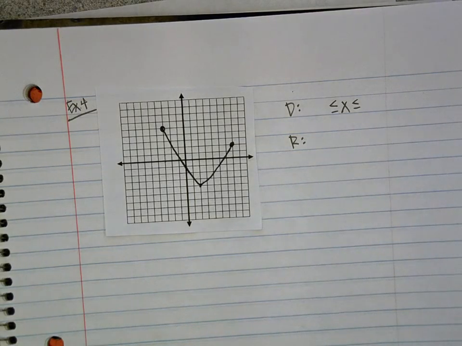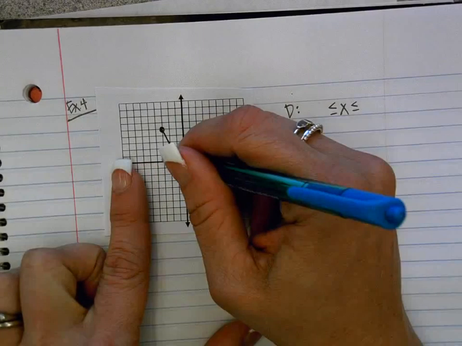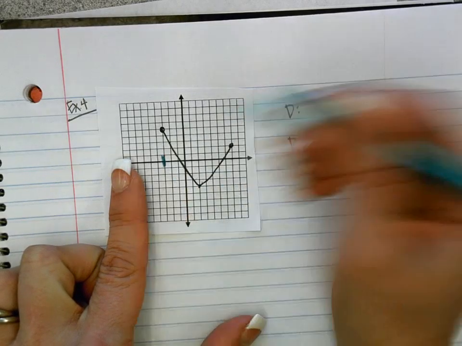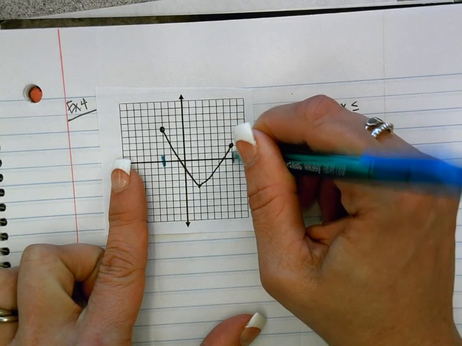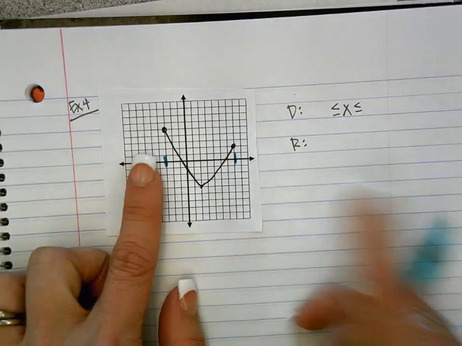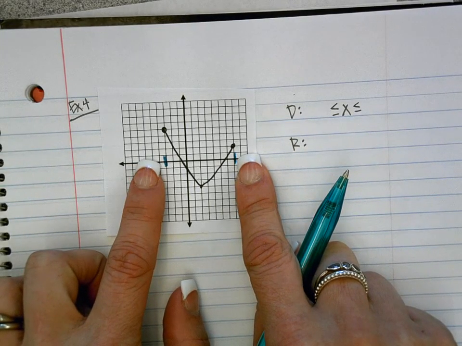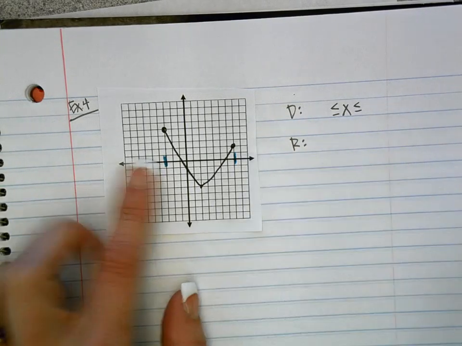Domain is the x's. So all the x values in between: this point is the smallest, this value is the largest. Do you see how that's the smallest and the largest for the x values? Side to side. So it's everything in between these two.